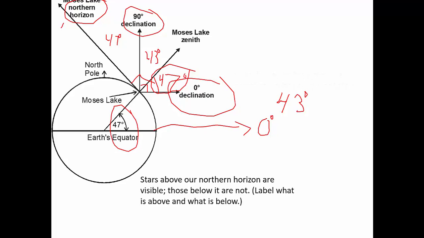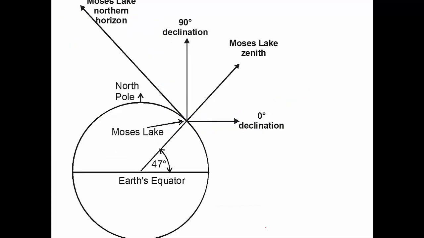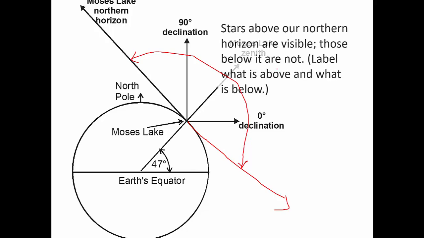Stars above the northern horizon are visible. Those below it are not. Things in this direction at this instant would be above our northern horizon. Stuff that's on this side of it are below it, so we can't see those things. So there's our northern horizon again. And at this instant, here's our southern horizon, and everything in this region here is above it. Anyway, that region is above our horizon at this instant.